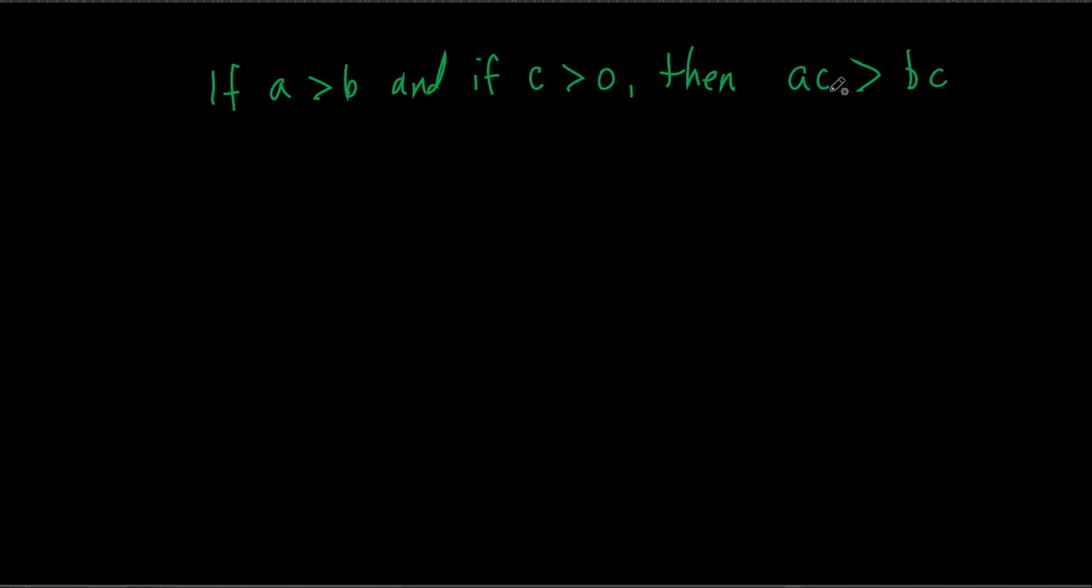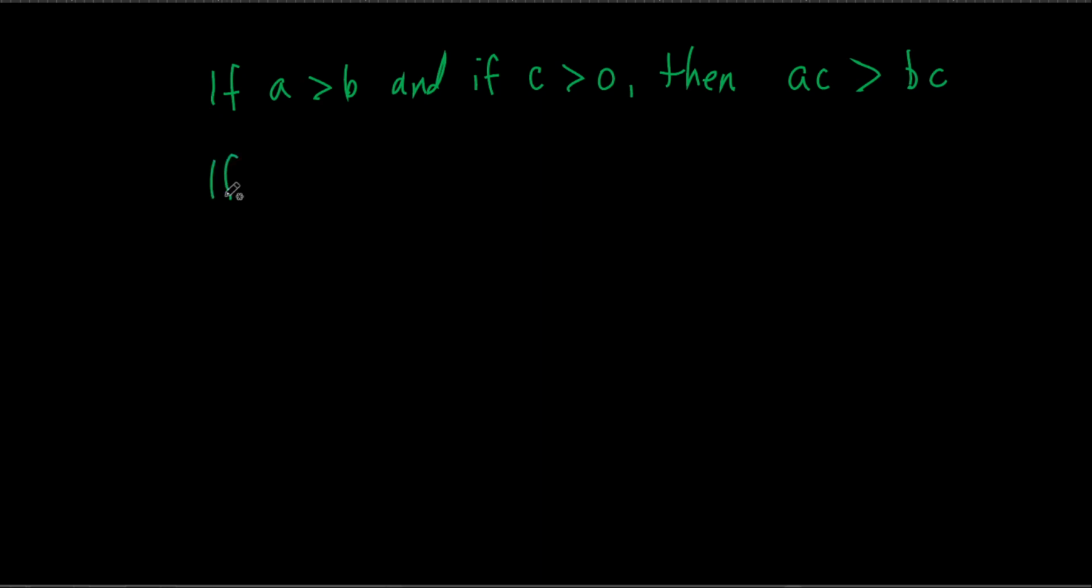The next two are pretty straightforward. Instead of if A is less than B, we're going to go if A is greater than B. And the same thing will hold true as what we did before. If C is positive, remember this is positive right here, then I'm not going to change the colors. I'm just going to write it out. Then AC is still going to be greater than BC. As long as C is positive, if I multiply both sides by a positive number, the inequality does not change. This is greater than, this still is greater than.